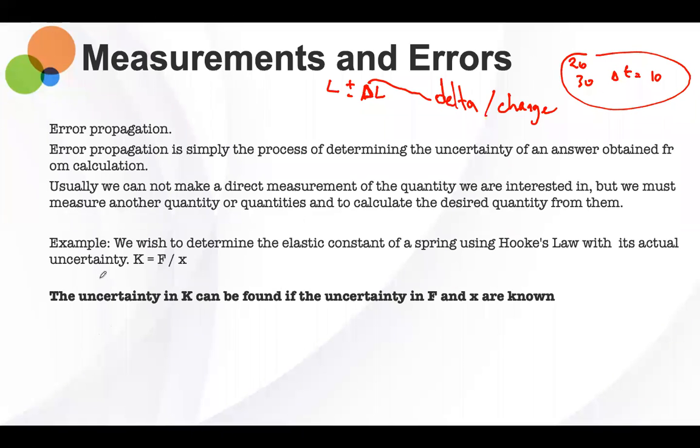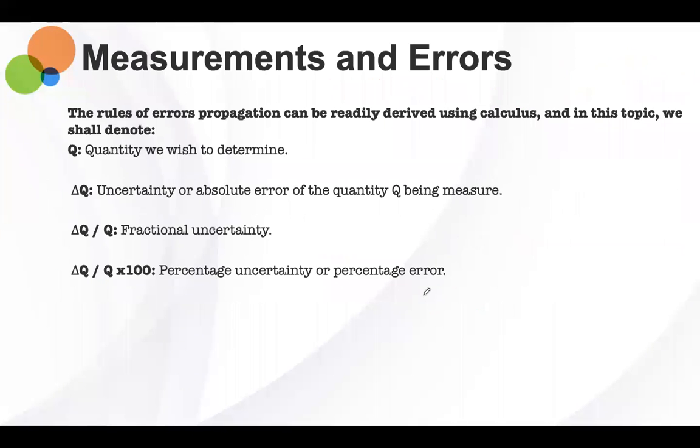So we wish to determine the elastic constant with its actual uncertainty. The uncertainty in K can be found if the uncertainty in F and X are known. We need to be able to find the uncertainty for F and X for us to be able to find the uncertainty for K.